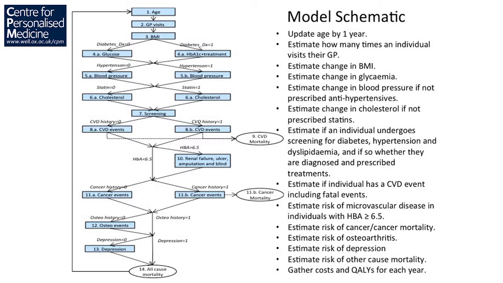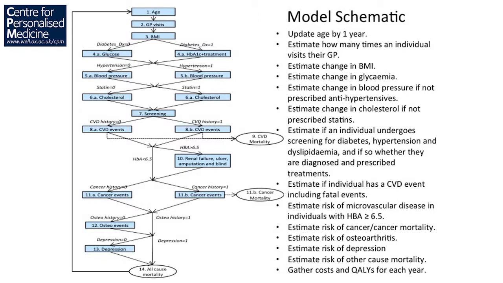So in brief, what happens in the model is that it's updated in yearly cycles. So first of all, the age is updated. The model then estimates how many times an individual visits their GP. It estimates a change in the 4 metabolic factors that I've already mentioned. Then it estimates if an individual undergoes screening, which is a random event depending on whether or not they've gone to their GP or not, for diabetes, hypertension and dyslipidemia, and if so, whether they're diagnosed and prescribed treatments.